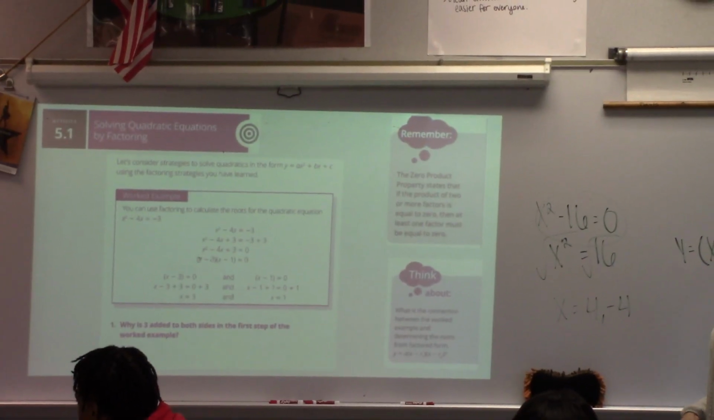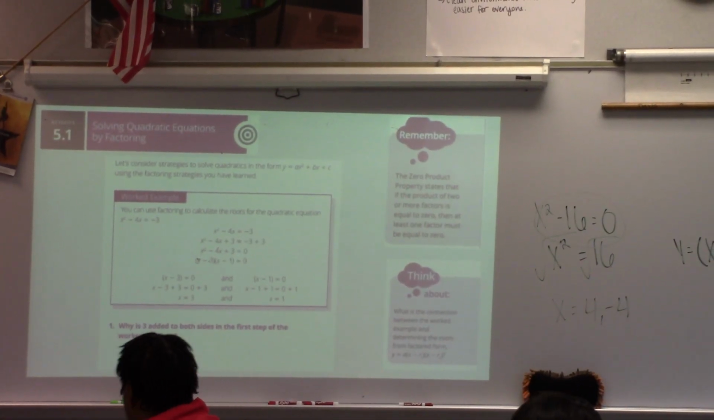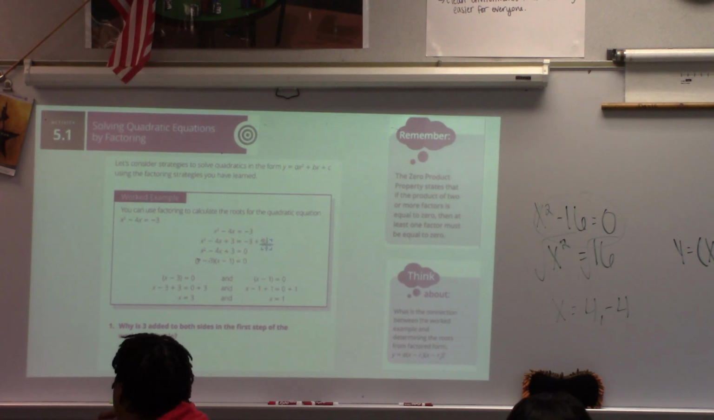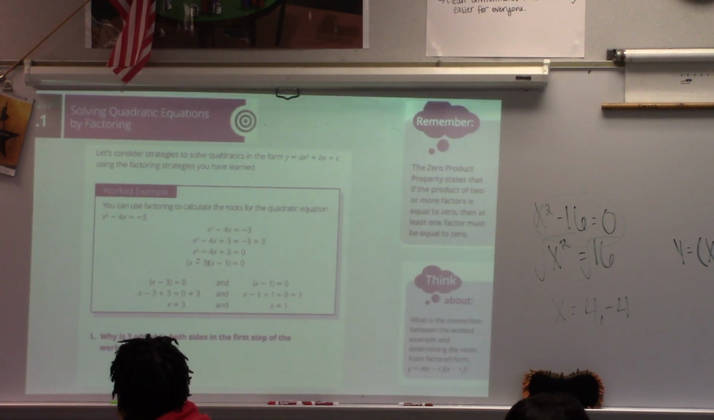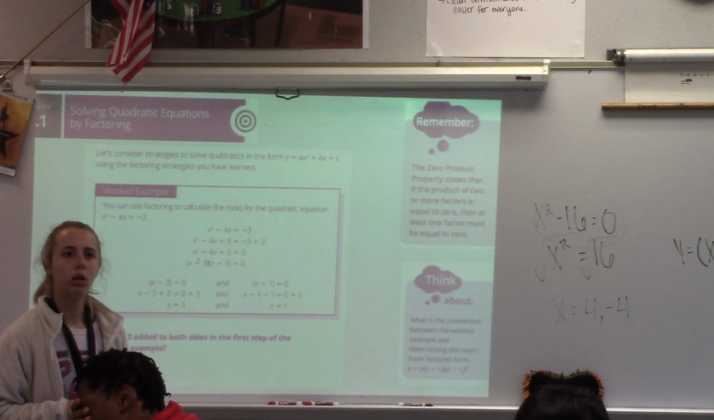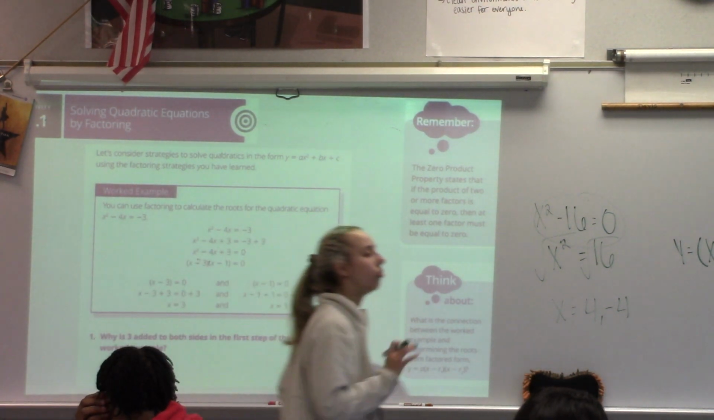You guys left off yesterday. The only thing we addressed yesterday, I think, is question 1, really, that's on the page. Why is 3 added to both sides? That's the only thing we talked about, and it was literally just briefly, so I don't know if they had time to write it down. Okay, so we can start off with that.